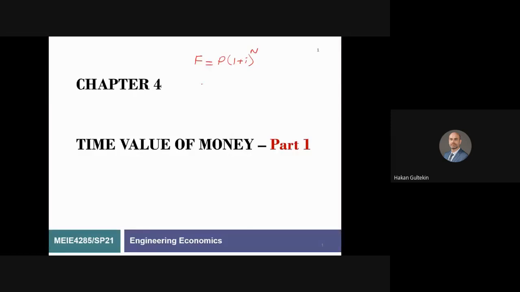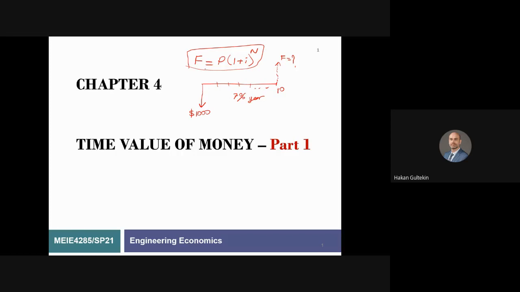For example, let's say we deposit $1,000 to the bank, and the bank gives us interest at a 7% annual interest rate. After that, we will withdraw this amount after 10 years. Then what will be the amount of money that we will receive after 10 years? How do we calculate it? Basically, this is the formula to calculate this.